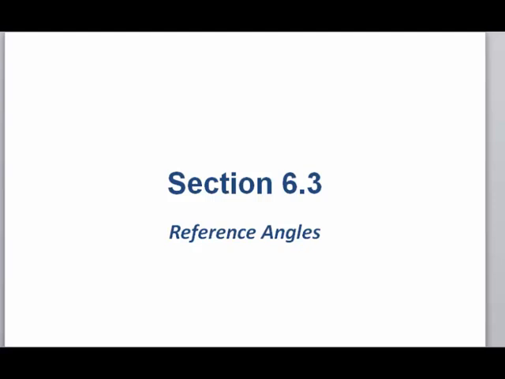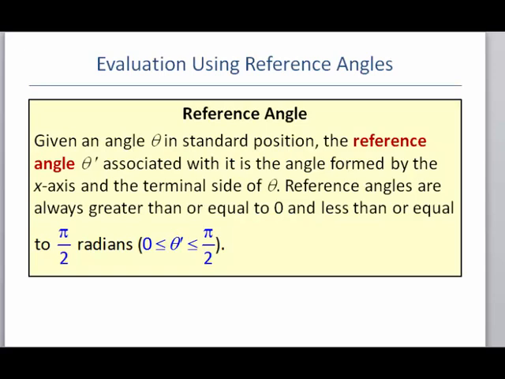We will now continue our discussion of 6.3, where we will discuss the idea of a reference angle. Let's begin with the definition. Our definition says, given an angle theta in standard position, the reference angle, theta prime, associated with it is the angle formed by the x-axis and the terminal side of theta.